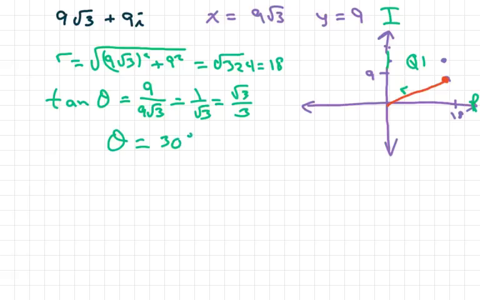And we're just going to write this out as z equals 18 times cosine of 30 plus, so this is 18 here, plus i sine of 30.